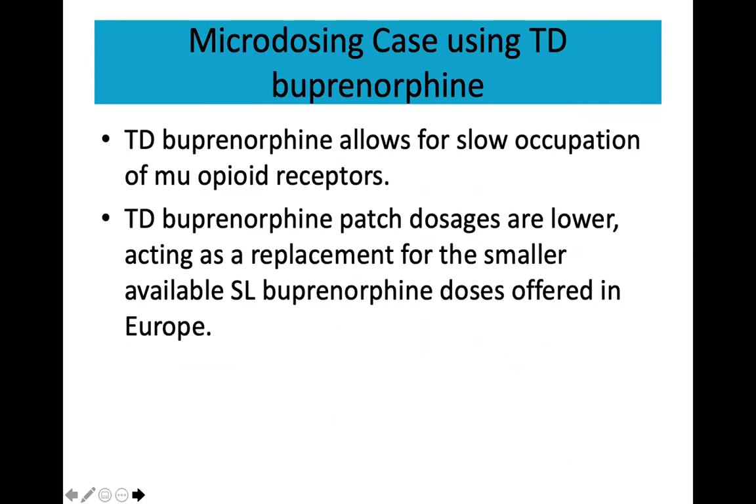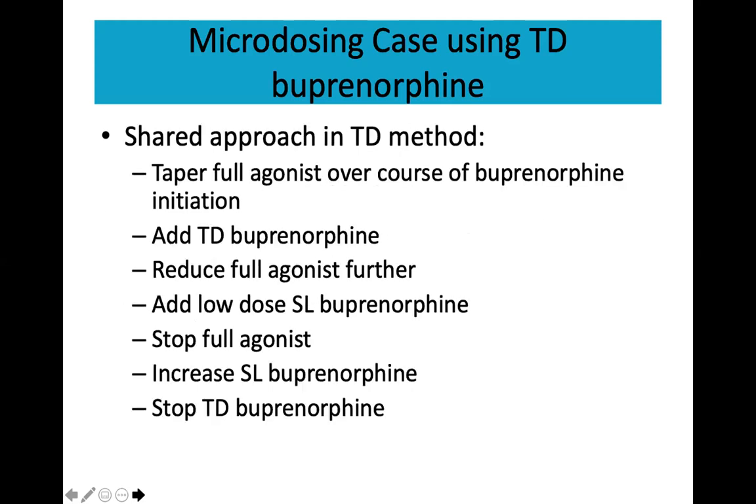And the transdermal patches are much lower than sublingual, so they allow us to accomplish what many of the early papers showed that they did in Europe, because they have smaller formulations of sublingual buprenorphine available there. So in general, you're going to taper the full agonist over the course of this buprenorphine initiation. Once you have the transdermal buprenorphine on, you can add the sublingual buprenorphine at a low dose and increase that while keeping the transdermal constant. And then you can take off the full agonist and take off the transdermal.